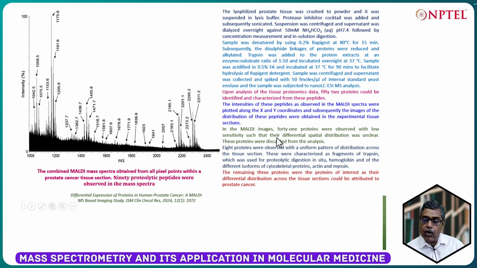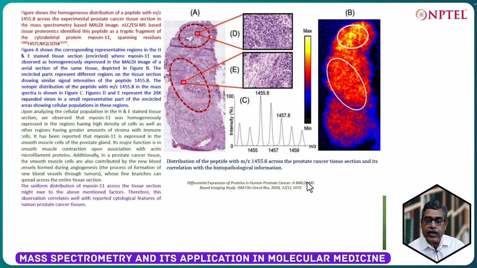So, those 8 gone. So, 41 plus 8 gone, 49, we got 52. So, we are left with 3 proteins, and the remaining 3 proteins were proteins of interest, as their differential distribution across the tissue section could be attributed to prostate cancer. We will study these 3 proteins in detail, but before I go there, let us talk of at least one example which is uniformly distributed.